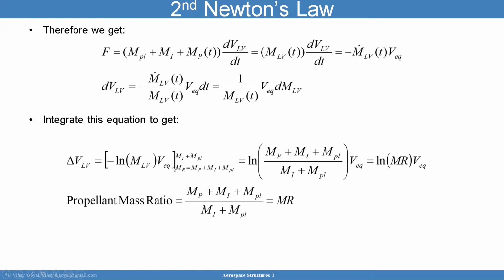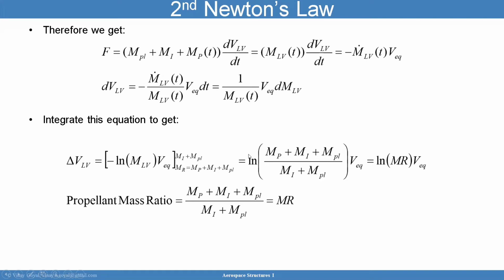Now the integrals go from the payload mass plus the inert mass plus the propellant mass, to the final mass, which is not going to have any propellant because the propellant has been expended. So the integral goes from this point to this point. And when you integrate all of these, you get that the change in velocity of the launch vehicle equals the natural log of the propellant mass plus the inert mass plus the payload mass, divided by the inert mass plus the payload mass.